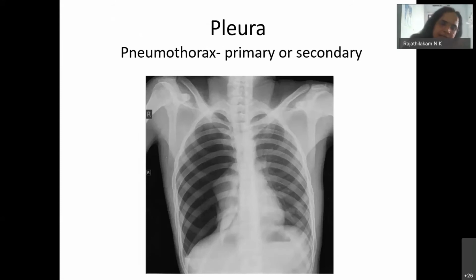And this is pneumothorax. You can clearly see the collapsed lung margin. Here is the collapsed lung margin. And this is the pneumothorax. Next.